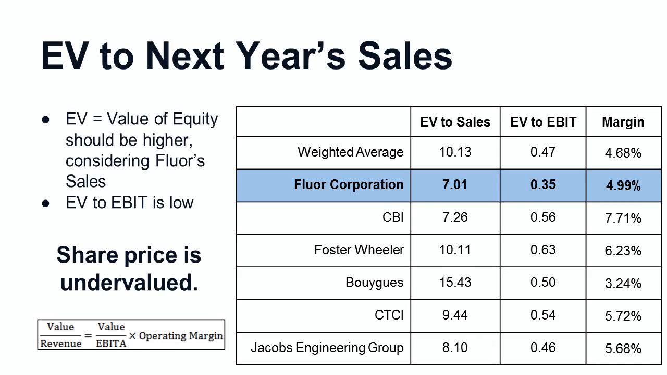You got it backwards. EV to sales should be the column on the right. EV to EBIT should be the column on the left. There's a typo on the slide. For those watching, EV to sales is actually the middle column. EV to EBIT is the column on the left.